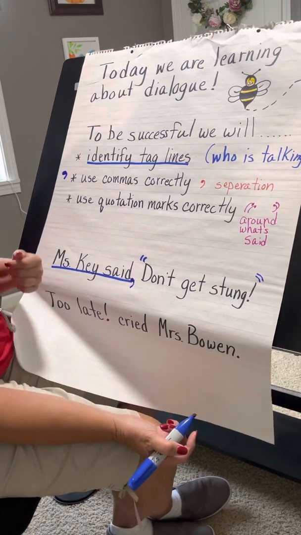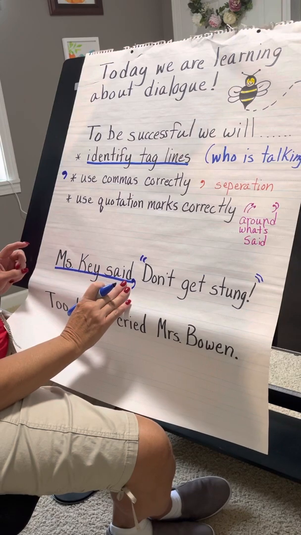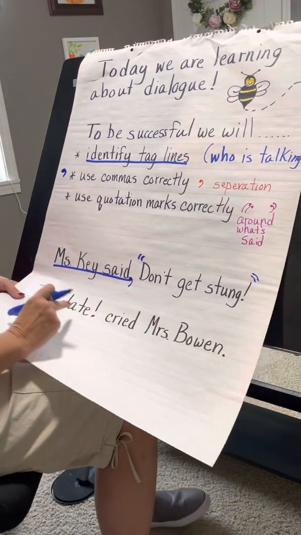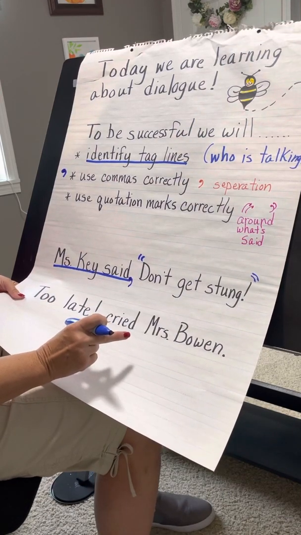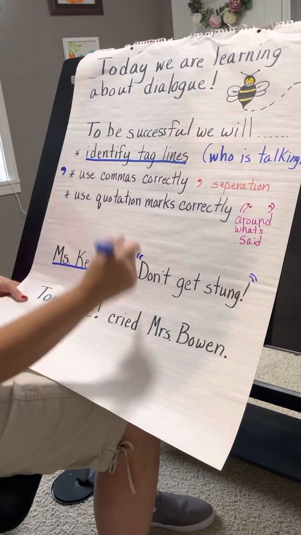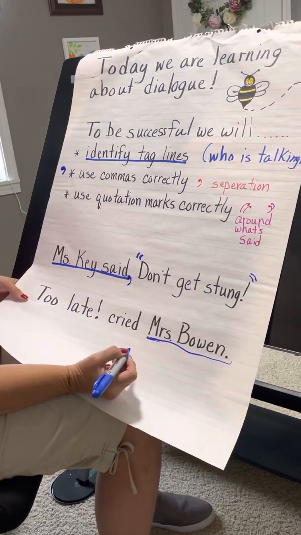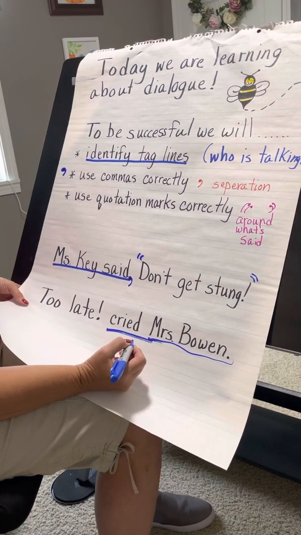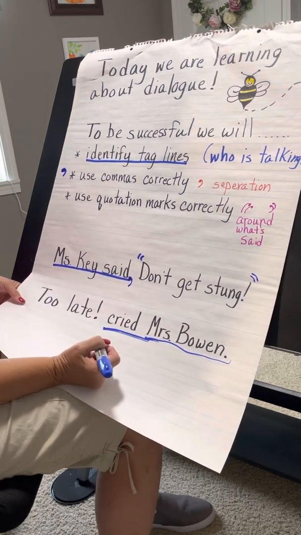Okay, let's try one more because sometimes the tag is not always going to be at the beginning. Sometimes it's a little more difficult. Let's look at this one. "Too late," cried Miss Bowen. Apparently I got stung. So let's find the tag first and let's underline it. That would be Miss Bowen. I'm the one doing the talking. And cried is the verb telling you how I said it. I didn't just say it. I cried it out because I got stung. So cried Miss Bowen is our tagline.